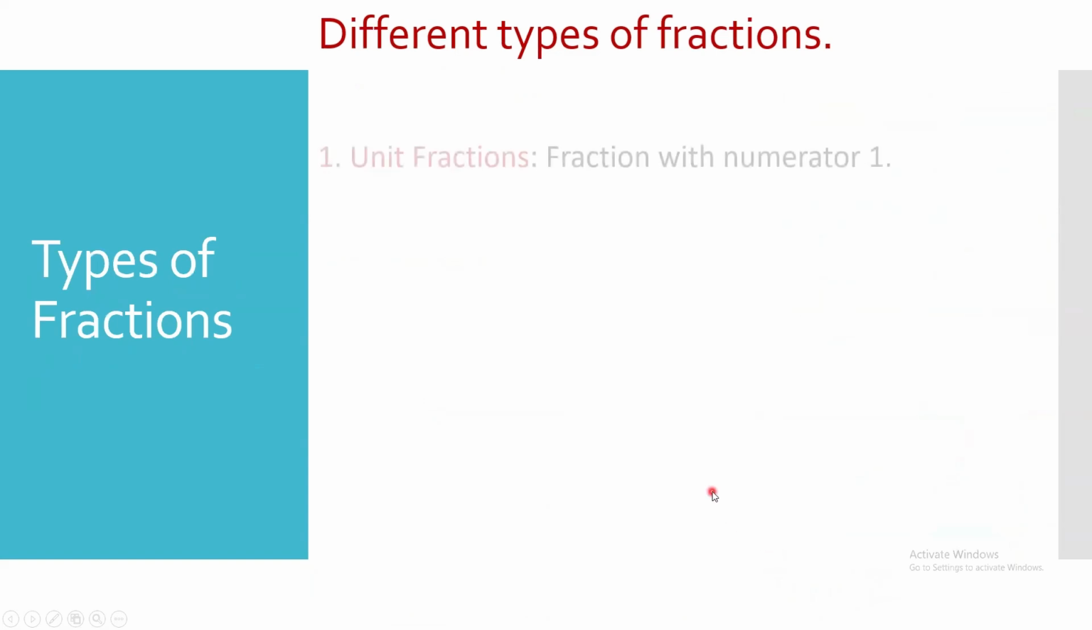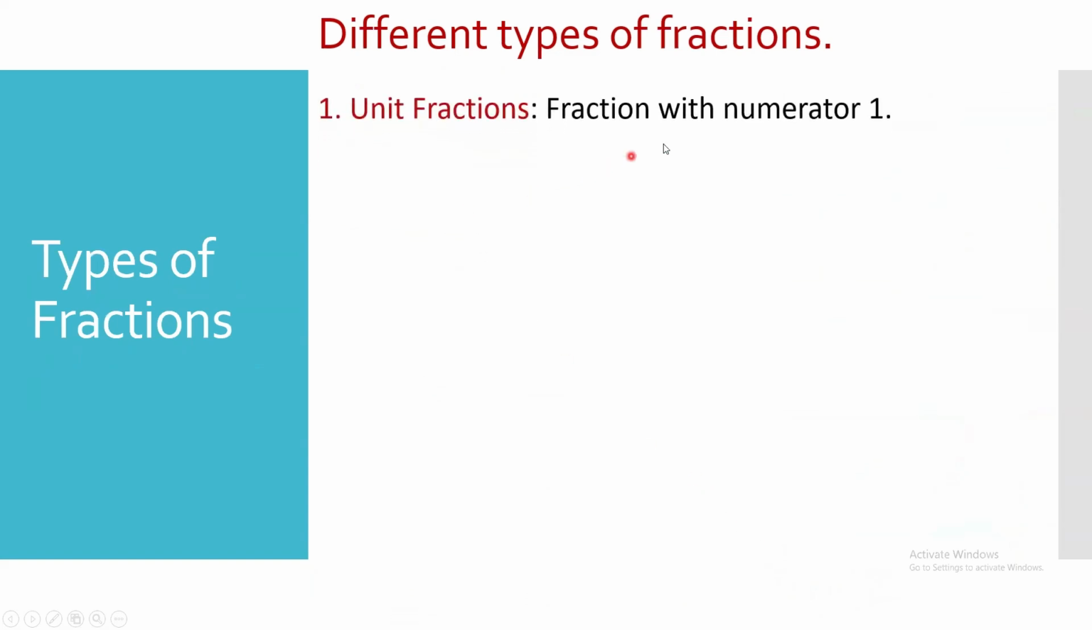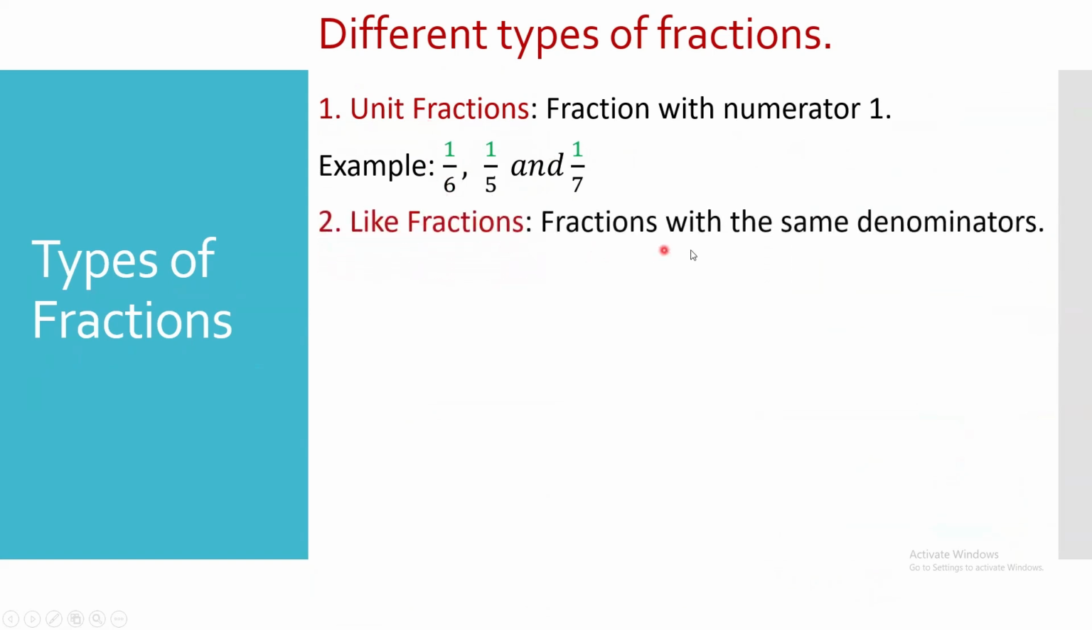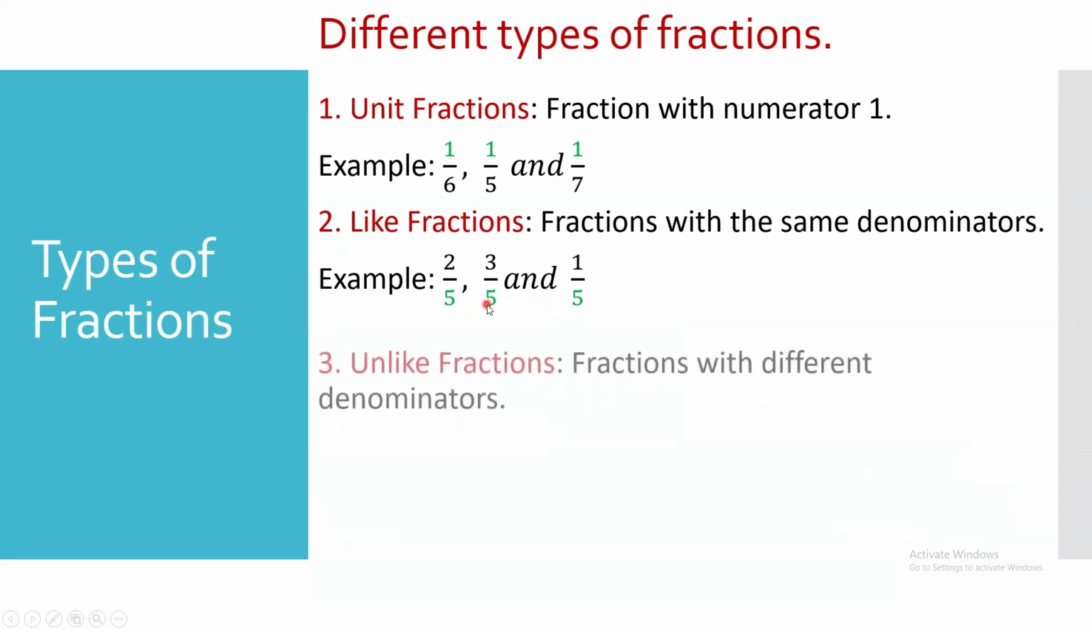There are some more types of fractions. Unit fractions are fractions with numerator 1. These are the unit fractions. If the numerator is 1, these are called unit fractions. Then like fractions: fractions with the same denominators. Here you see 2 by 5, 3 by 5, 1 by 5. These 5s are the same. So these are called like fractions.